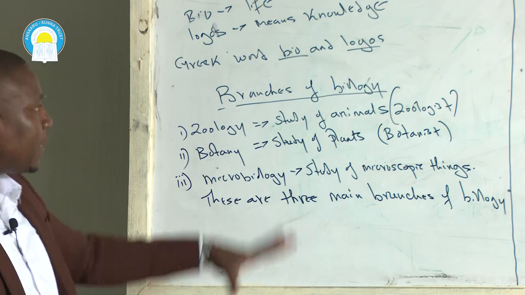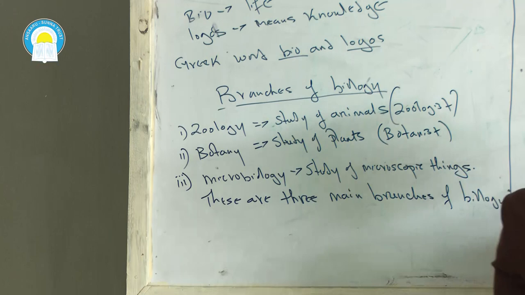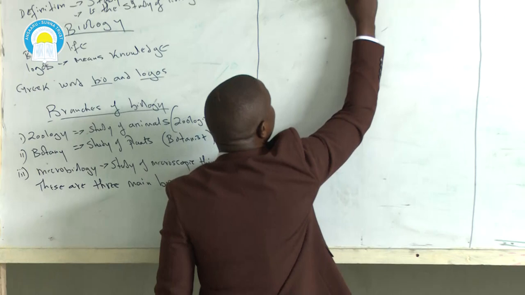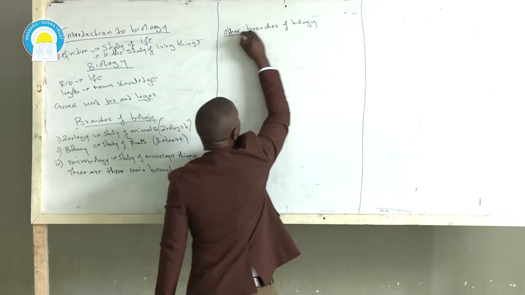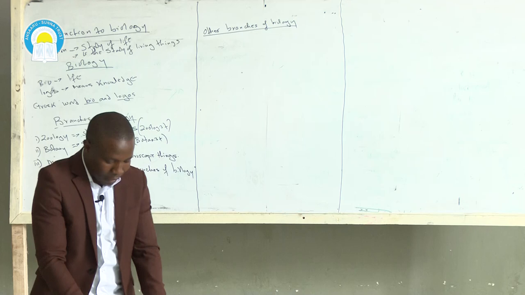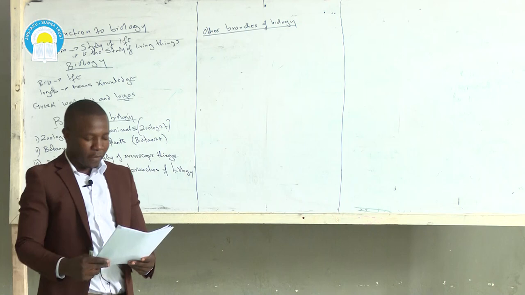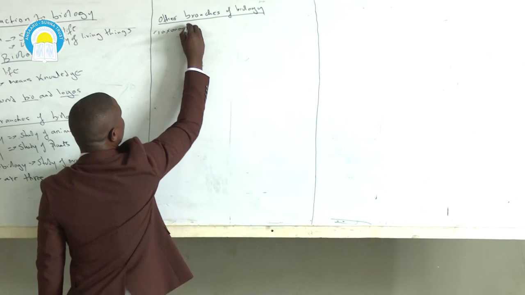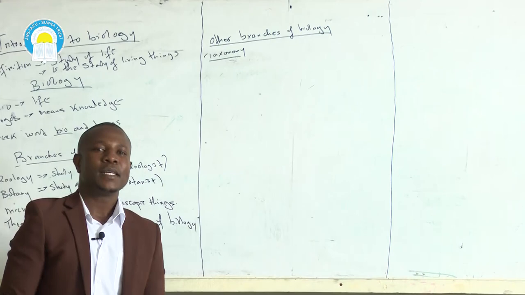So we go to other branches of biology. Number one, we have taxonomy. The person who studies taxonomy is called a taxonomist.